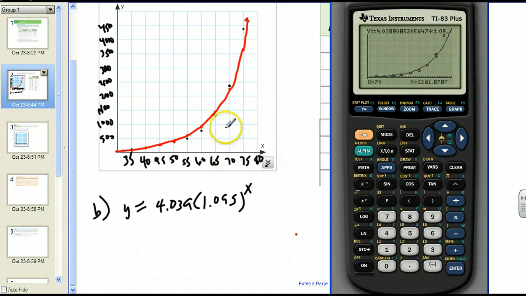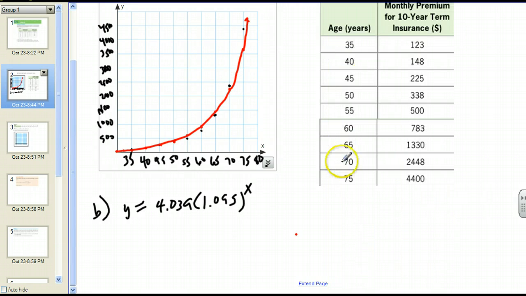2,261. So it's 70, 2,261. So it's a little bit below what this was for 70. Okay, but that's the idea here. You just press trace, plot some points, and make the graph.